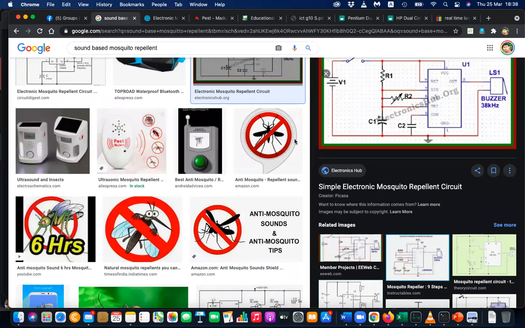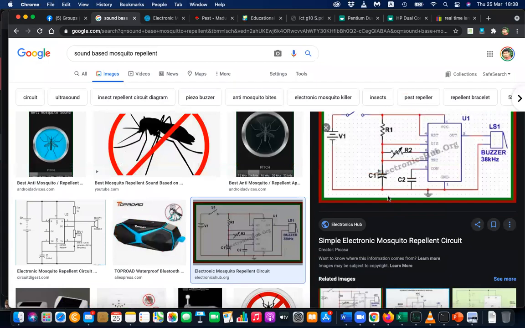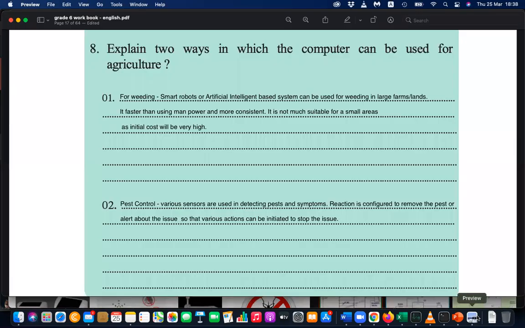And anyway, you can just try by creating this circuit if you want. There's a way how to create that. Everything is there on YouTube, and you can just search and do that, right? Okay, so that is also sensor based. Now you know what a sensor is, right?